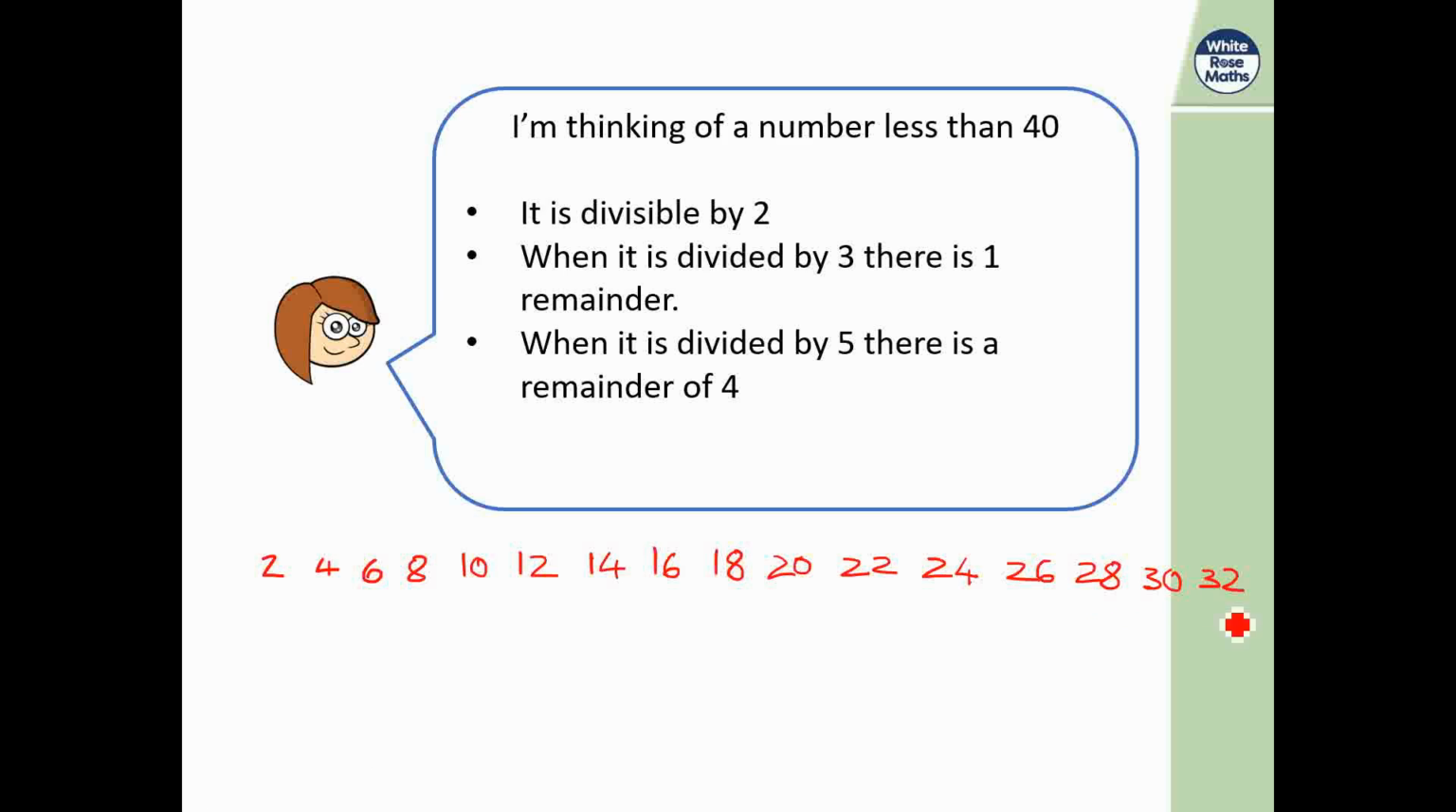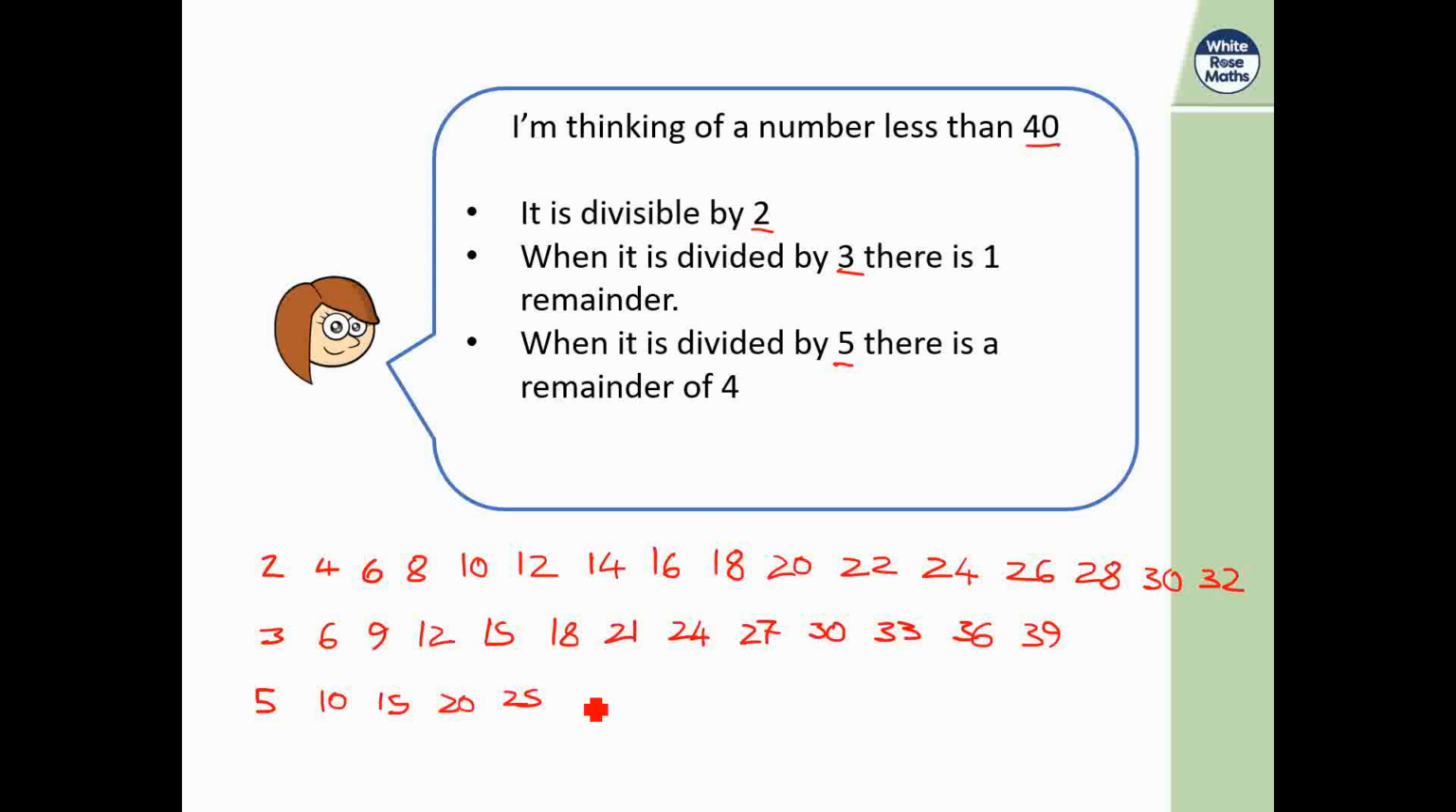Okay, we'll stop there because there's no room. Hopefully that's our 2 times table. Right, so now our 3 times table. Okay, we only need to go up to 40, so that's fine. Now we divide by 5, so we've got to do the 5 times table. Okay, so we start with 5. Okay, that's enough, because it's less than 40.